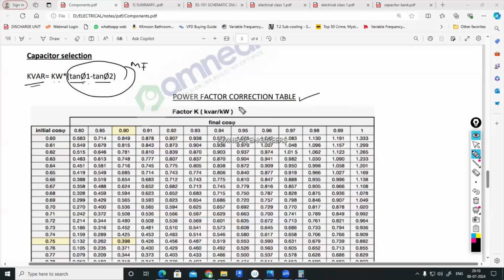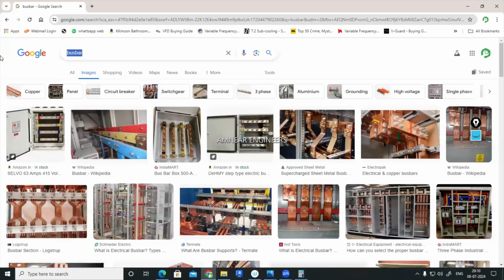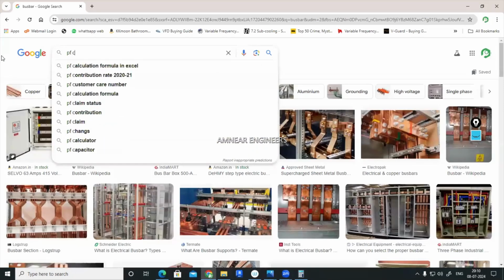In this power factor correction table, we have initial power factor and final power factor. The initial power factor is given from 0.6 onwards. The values will be the same, though you'll find different-looking power factor correction tables on the internet. I am just searching for power factor correction table.